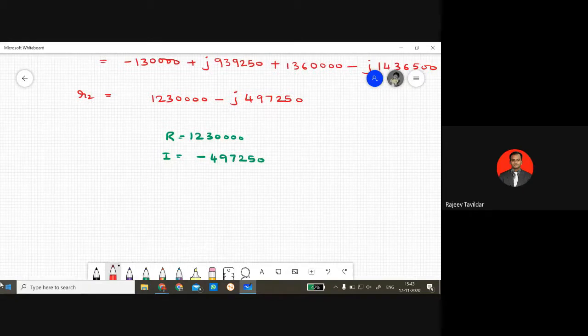Now how to solve this? So R2 is given by the square root of real term square plus imaginary term square. So just substitute these values and let me know what is the answer. I'm getting it as 1.3267 into 10 raised to 6.